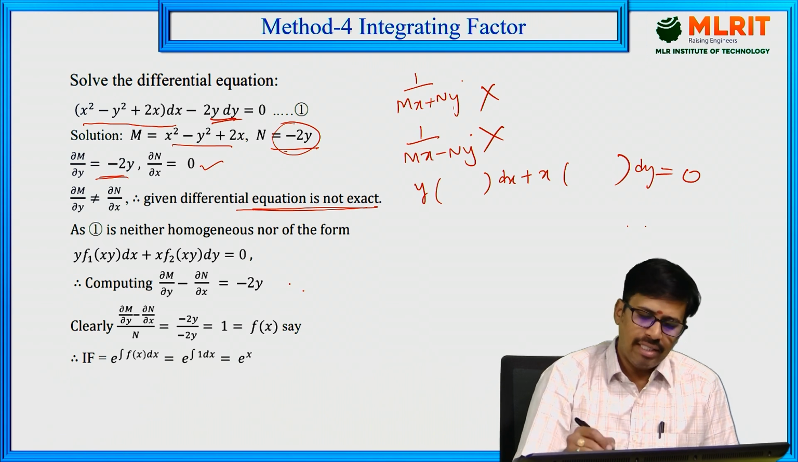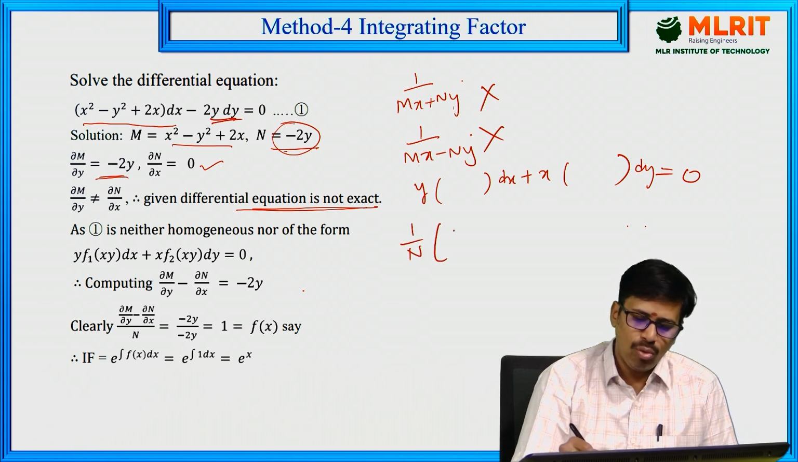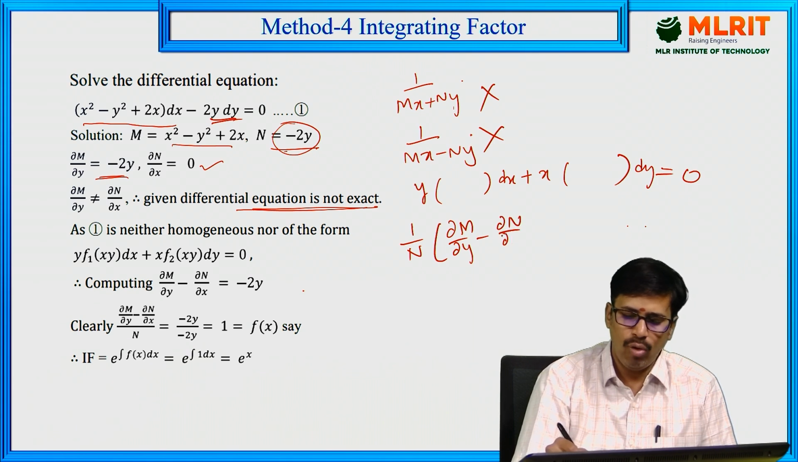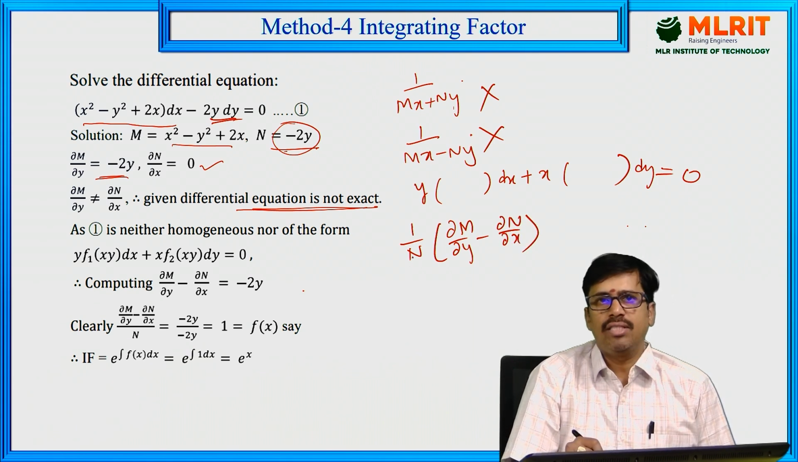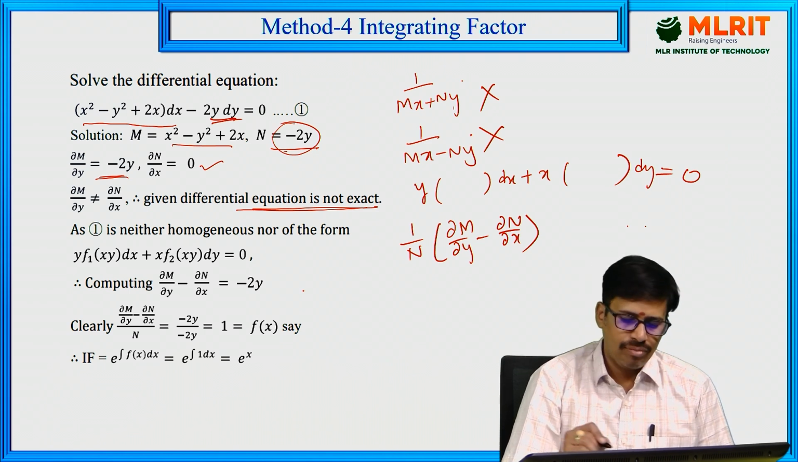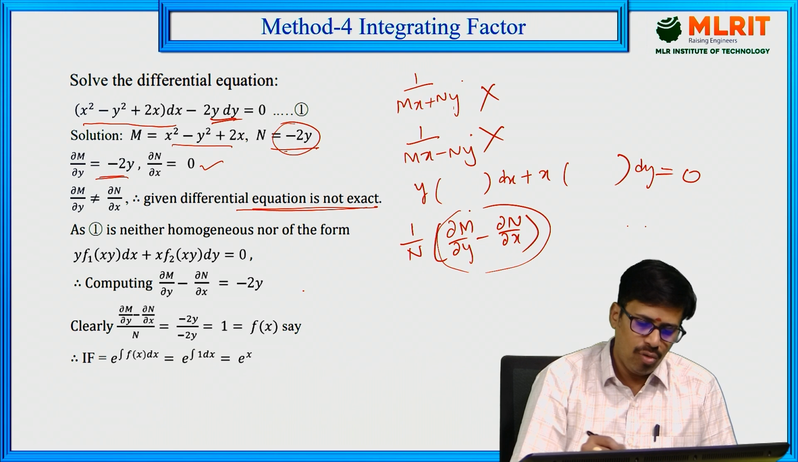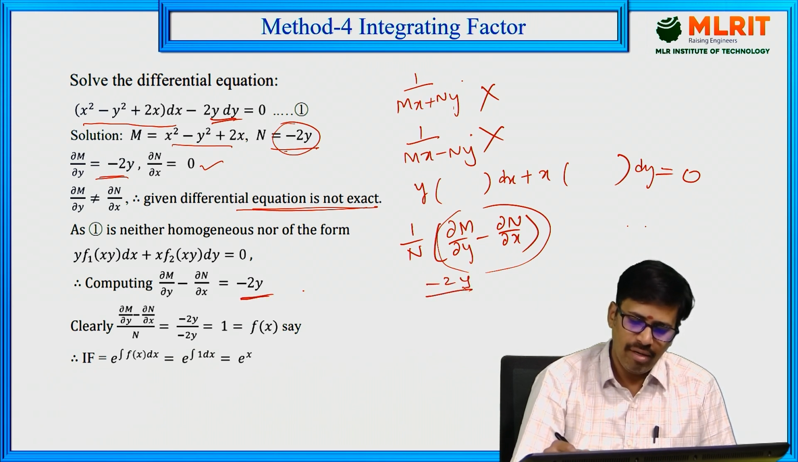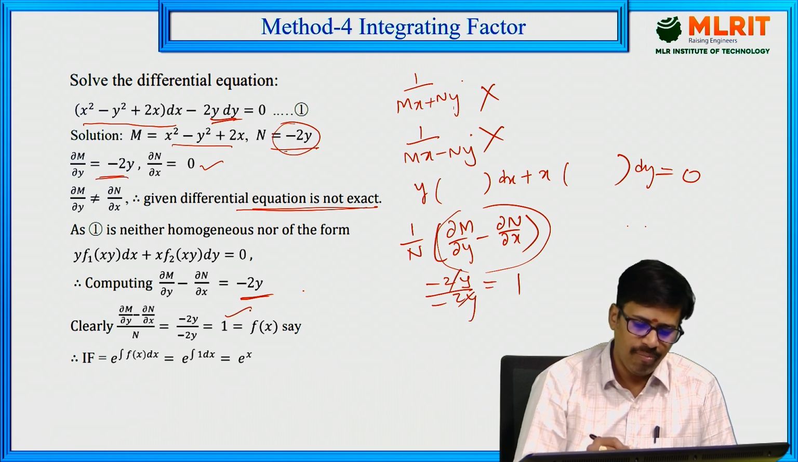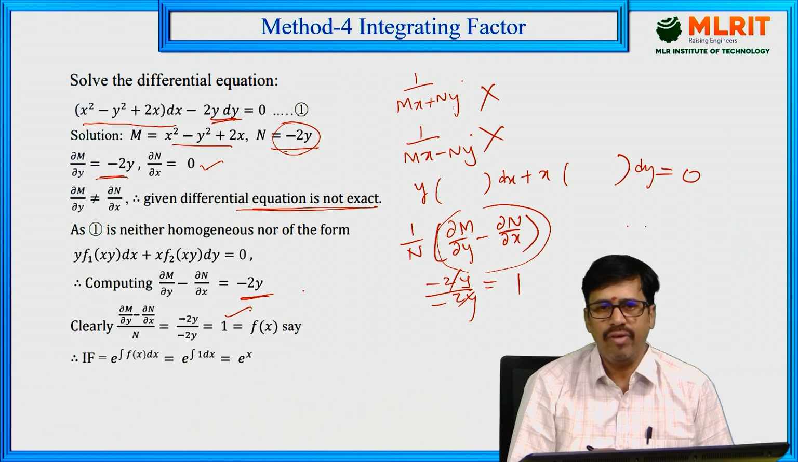So let us consider 1 by N into ∂M/∂y minus ∂N/∂x. Let us check whether this term consists of purely x terms or not. ∂M/∂y minus ∂N/∂x, this value is minus 2y. So minus 2y divided by N. N is minus 2y, so both are cancelling, we get 1. So let us assume that this is some function of x.